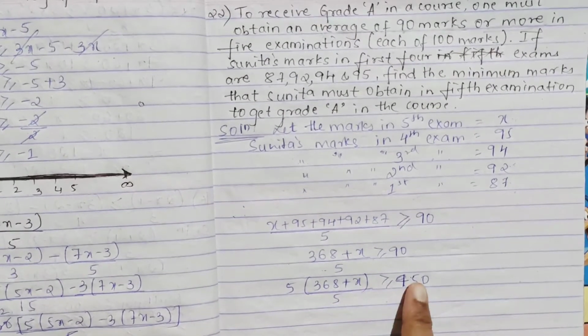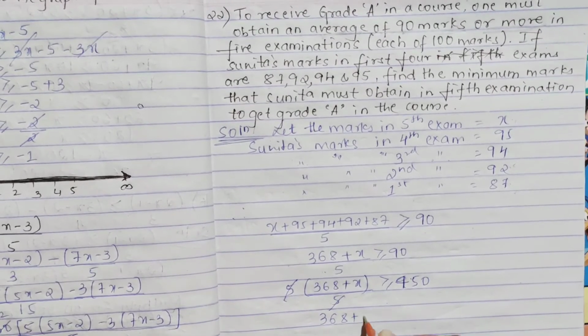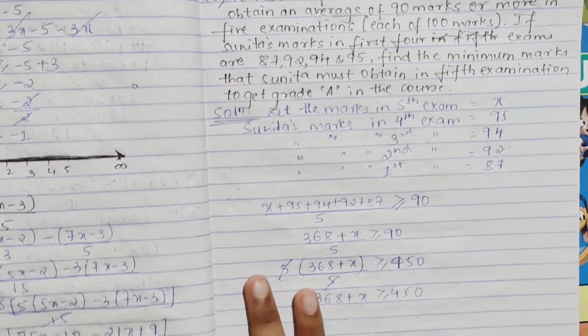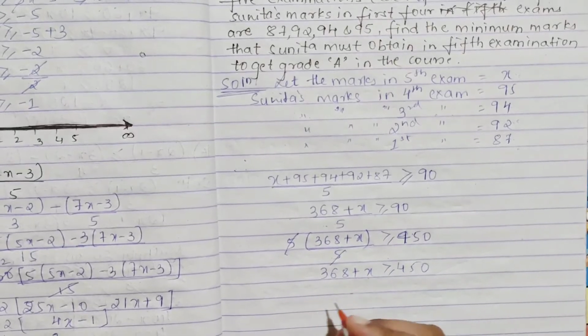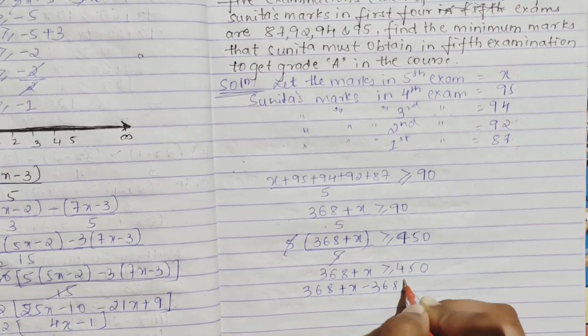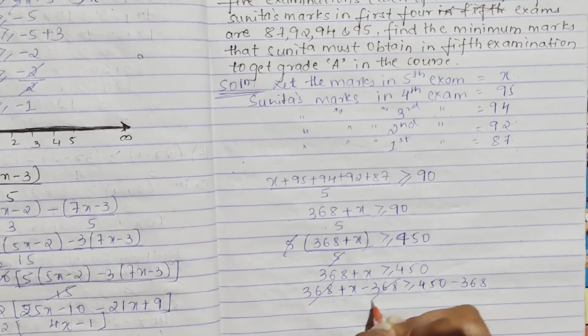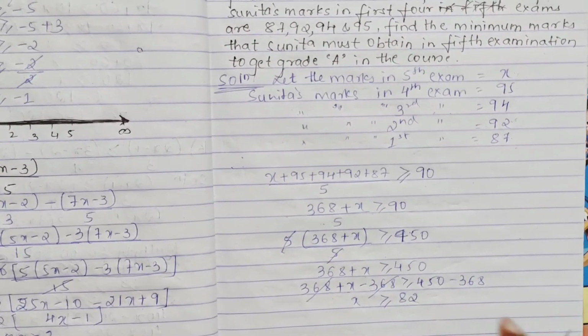So 90 into 5, 450, your 5 get cancelled, so you are having 368 plus x greater than or equal to 450. So 368 should come here, right? Taking it to the right hand side means minus. So what you have to do, subtracting 368 on both the sides: 368 minus 368, greater than or equal to 450 minus 368. So this gets cancelled. So x is greater than or equal to 82.